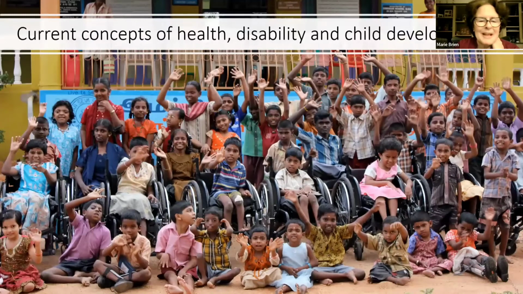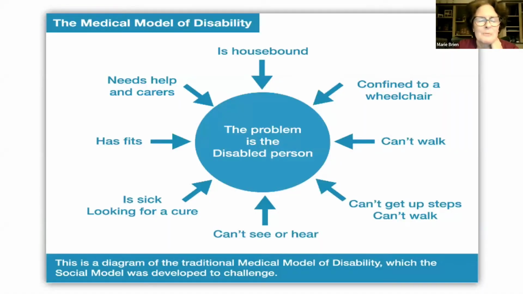So we have our children at Amar Seva Sangam welcoming us, and we will cover the current concepts of health, disability, and child development. Looking at past thinking, there is the medical model of disability, where the problem is the disabled person. The diagram here shows the challenges faced under the medical model, where the problem was not the environment, but the person with the disability, who was placed in a handicapping position.